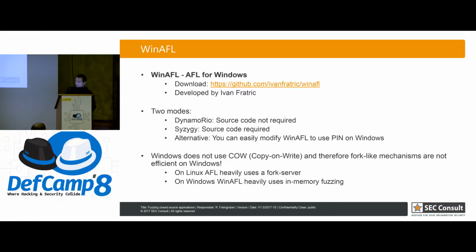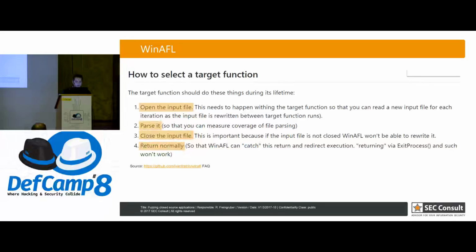But the problem is that on Windows we don't have this copy on write feature, so what WinAFL is doing instead is not starting the application again and again. Instead, it starts the application one time, you execute your target function, and at the end of this function, you just jump back to the start of the function and execute it again. This is called in-memory fuzzing. So we're just iterating through the function again and again. It's very important that the target function which you want to fuzz fulfills some properties, and you also have to tell WinAFL which function you want to fuzz.